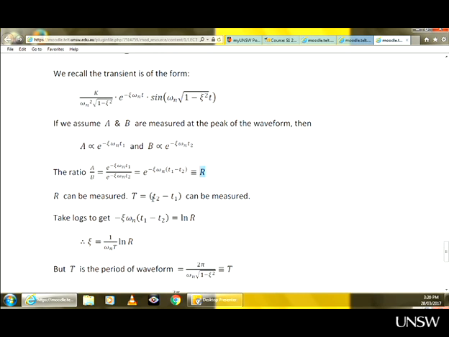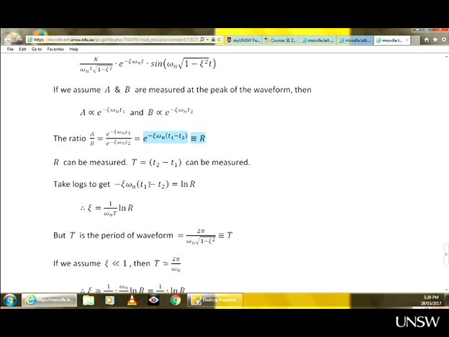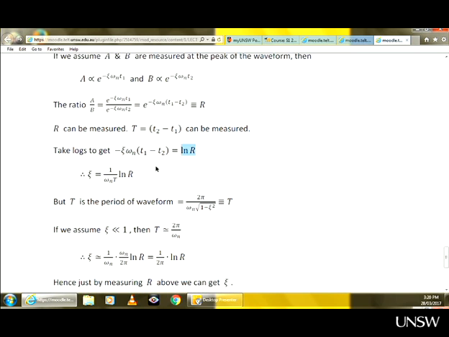Capital T, which is the time between two peaks, that's also what you measured. Okay, let's take this equation here and take the natural logarithm of the left and the right-hand sides. On the left, you will have minus psi omega n times t1 minus t2. On the right, we will just have logarithm r. From there, we will express psi as 1 over omega n capital T, because this is capital T, right, times logarithm r.